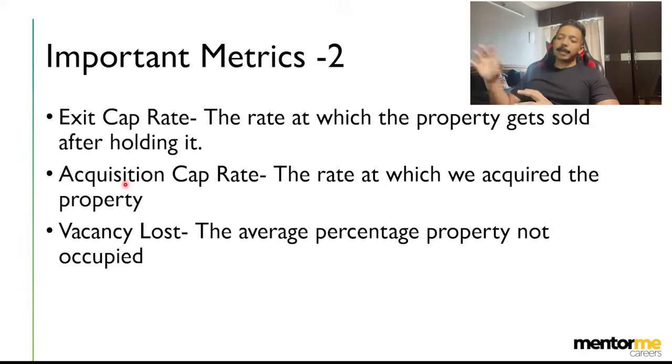So maybe the acquisition rate, maybe the net operating income is XYZ value at, let's say, year 10, and divided by the value at which probably I will sell it. So that could give you the exit cap rate, right?